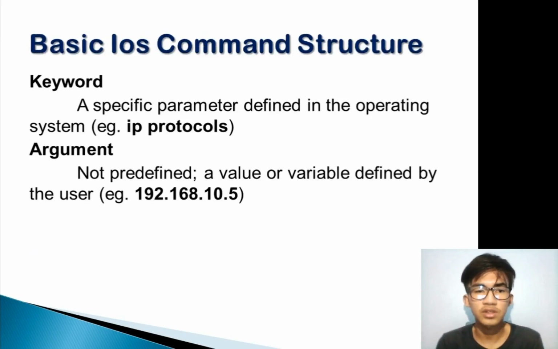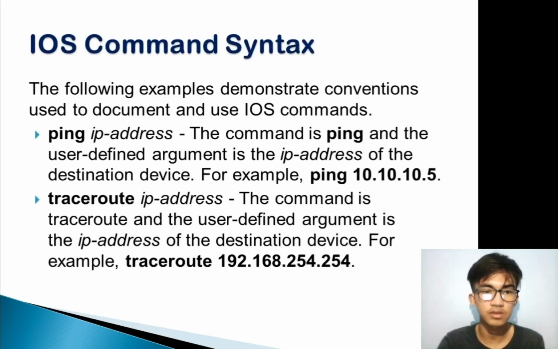Basic IOS command structure: a keyword is a specific parameter defined in the operating system, for example, ip protocol. An argument is not predefined; it is a value or variable defined by the user, for example, 192.168.10.5. So that's the basic IOS command structure.